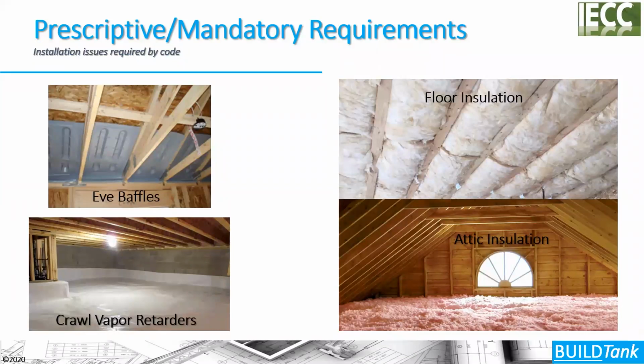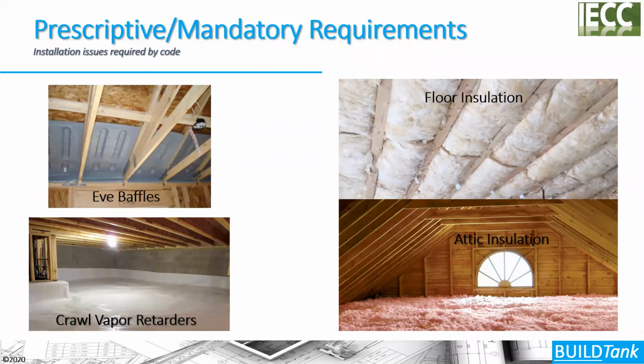They aren't labeled as mandatory, but they are mandatory because there isn't an exception not to install them in a ventilated attic, and there isn't an ability to trade off that because they aren't dealing with R value or U value. Some of that would be true with crawl space vapor retarders as well. And then there's some more confusing ones in the code for floor insulation and attic insulation, for example.